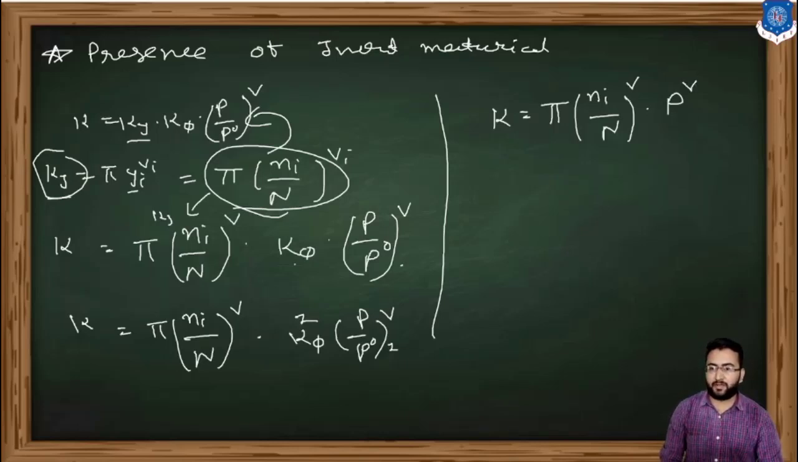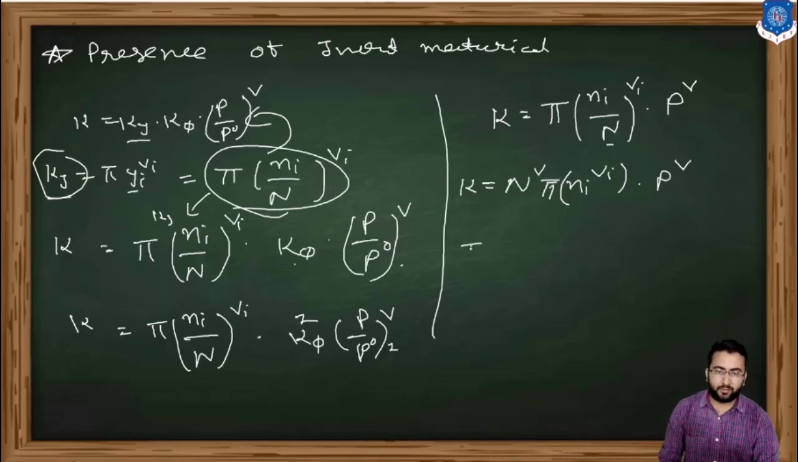So this becomes our equation to find out how the inert material affects a particular component. If we separate this equation, it becomes N whole raised to V. This is the total number, so here we use V, the same as for the total pressure, but for ni we can use Vi. So it's the product of ni whole raised to Vi, and ni whole raised to Vi is equal to K into N upon P whole raised to V.